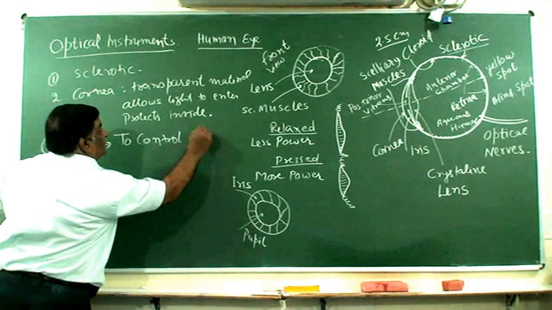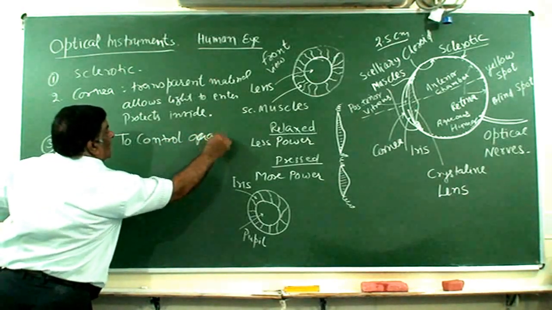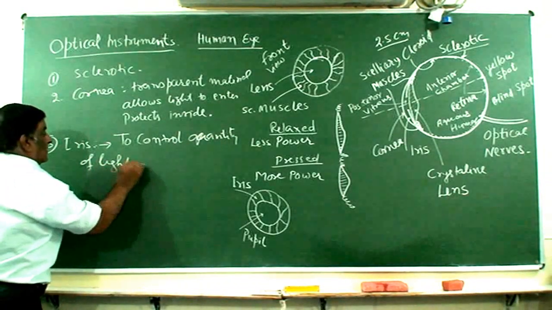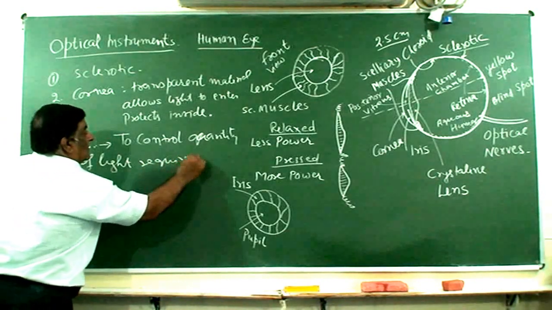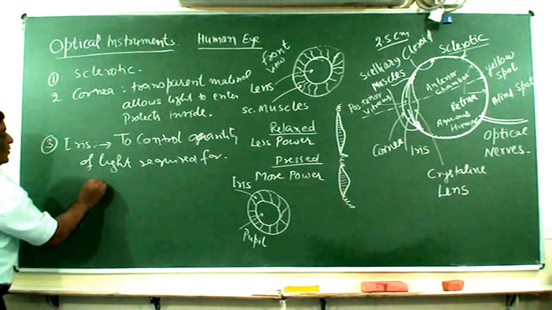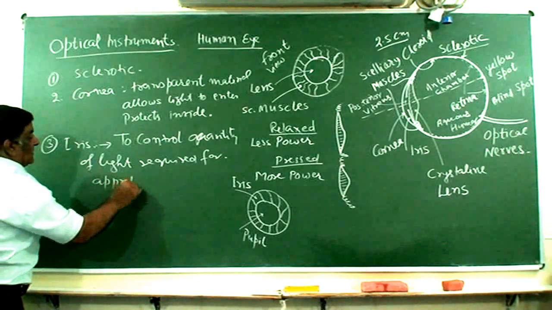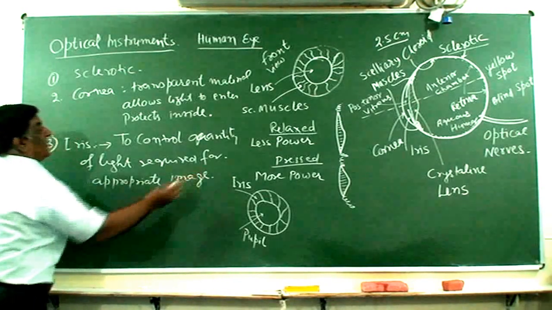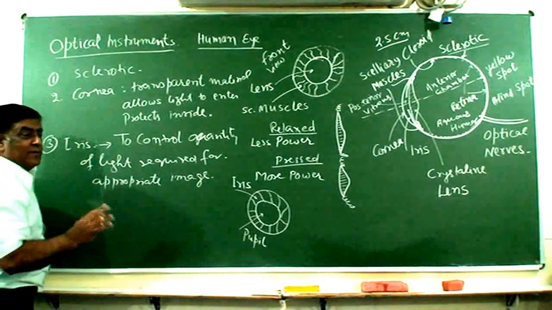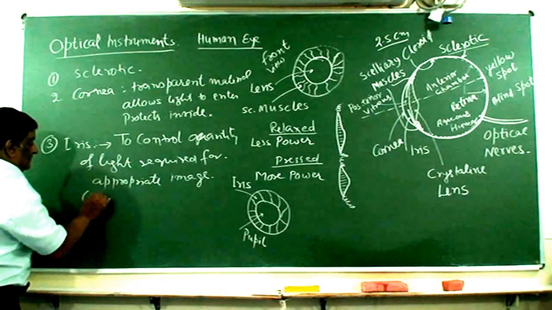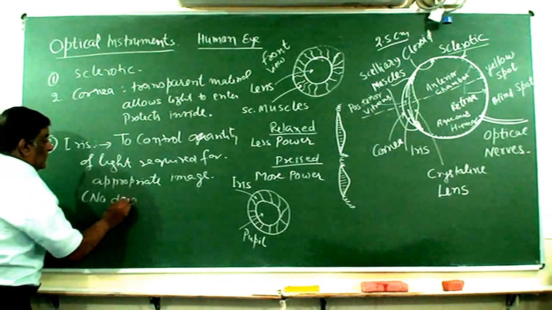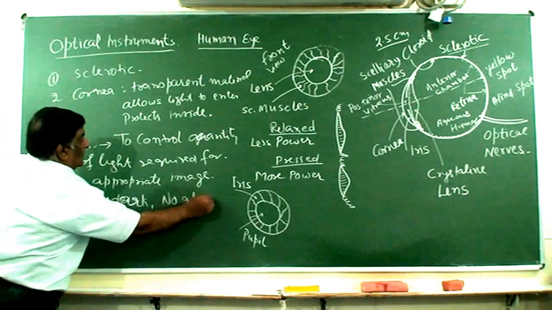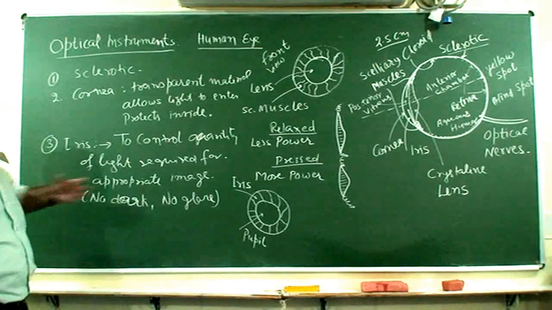To control the quantity of light required for an appropriate image. How should the image be? The image should not be dark. It should not have glare. No dark, no glare. And that control is done by the iris.